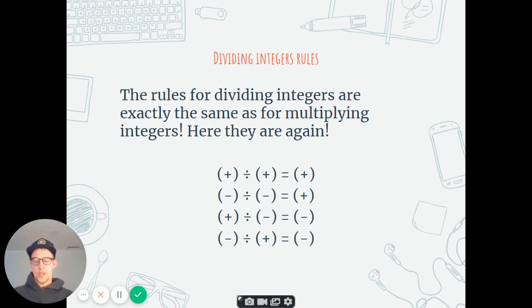When integer signs are positive in a number sentence, the quotient is positive. And when integer signs are the opposite of each other, so if you have a negative sign and a positive sign in a number sentence, the quotient will always be negative. These are the same rules for multiplication, because division is the opposite of multiplication.